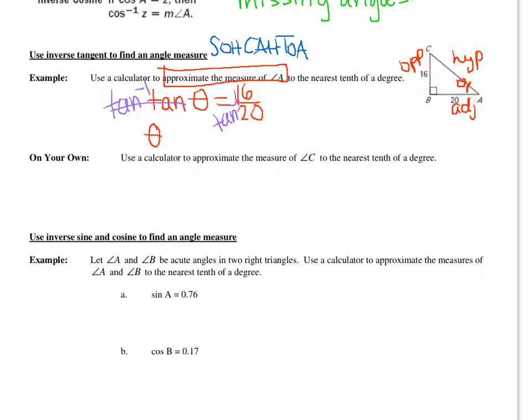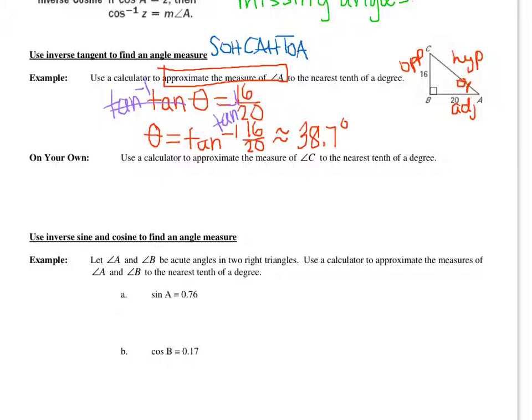I have theta, my angle, equals the inverse tangent of 16 divided by 20. And if you look at your calculator, there's a button, it's usually your tangent button, right above it, it says inverse tangent, or tangent with a little -1. So if you hit that button and then do 16 divided by 20, it will give you the value rounded to the nearest tenth of 38.7, and that's in degrees because we're finding our angle measure.